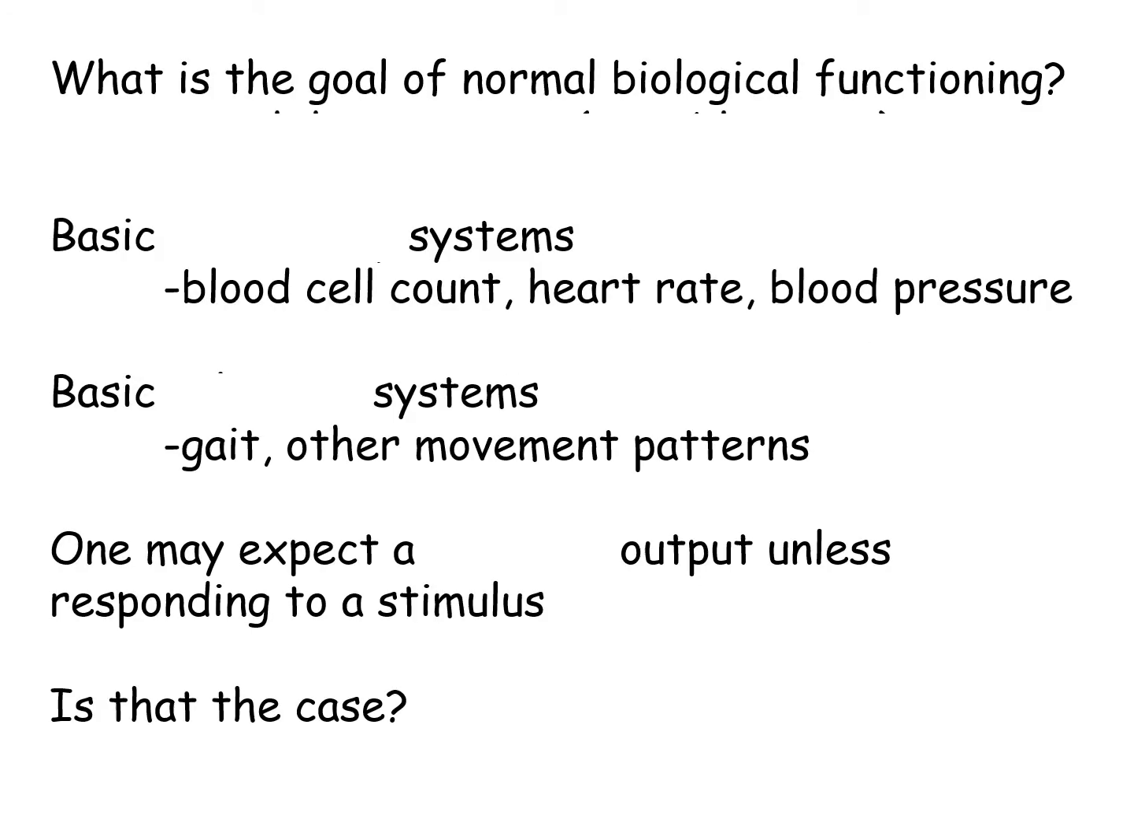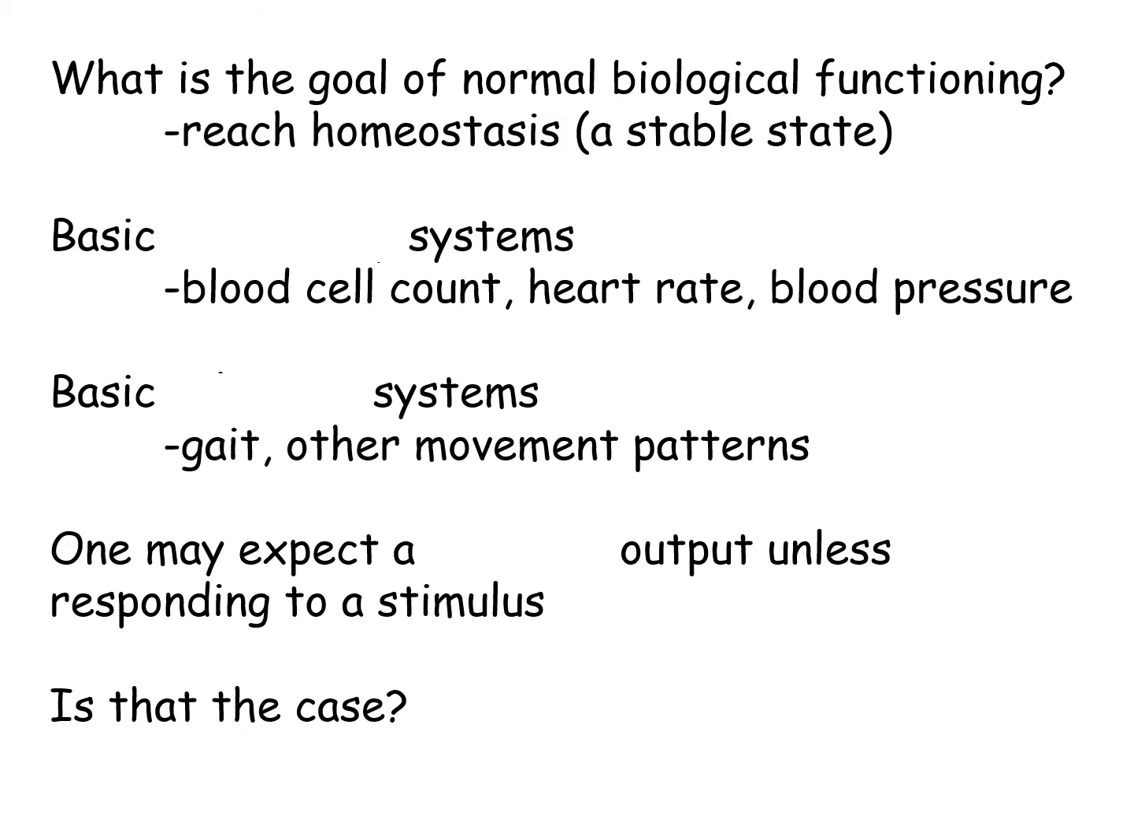So let's get started. When we start talking about variability, we have to look at what the goal of biological functioning is. We're all humans, or at least I hope we're all humans here. But the ultimate goal for biological functioning is to reach homeostasis. This is considered a stable state.